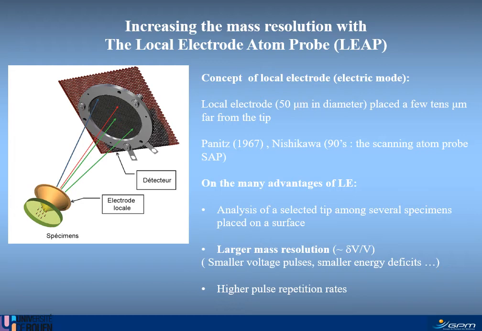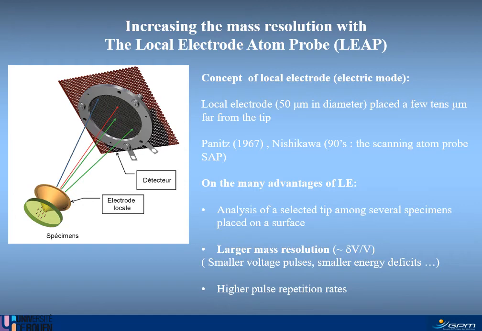This concept was introduced first by Penitz and afterwards by Nishikawa, in the 90s, the scanning atom probe. This was developed afterwards by Tom Kelly. And this is the principle of the local electrode atom probe. There are many advantages of using a local electrode. First, you can have an array of tips on a specimen holder, and so you can analyze a selected tip among several specimens placed on the surface.